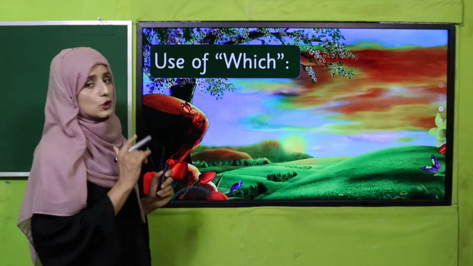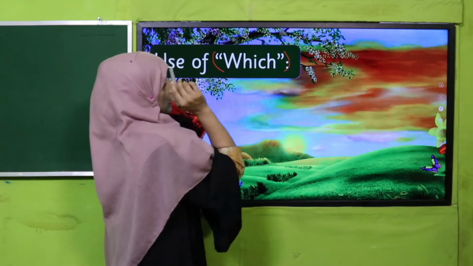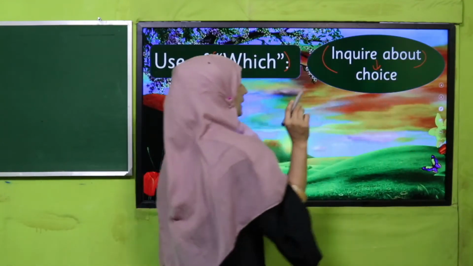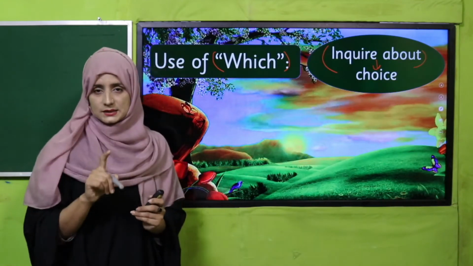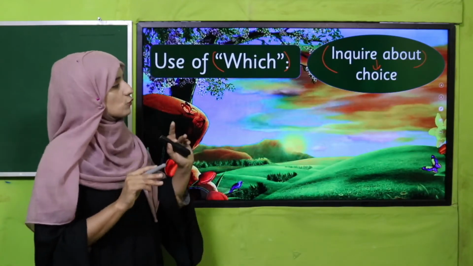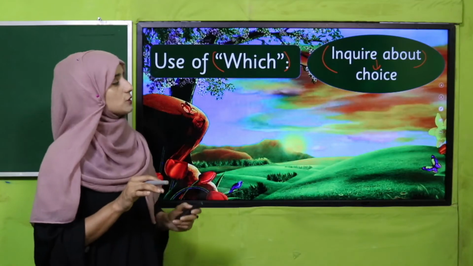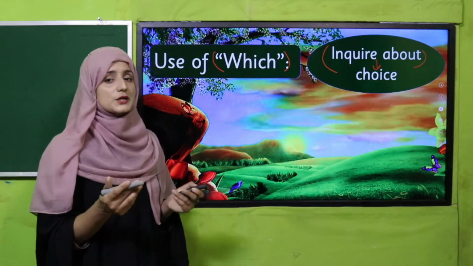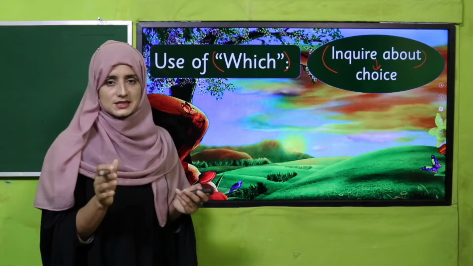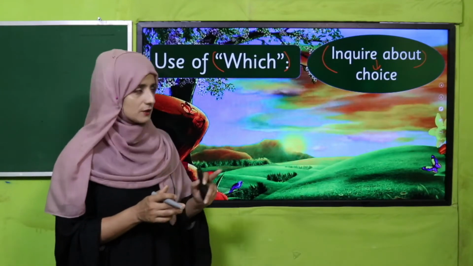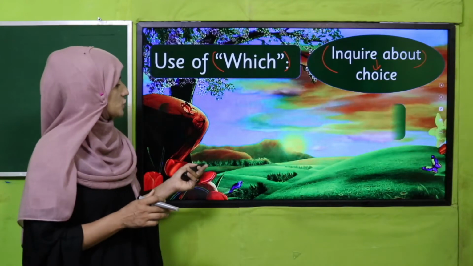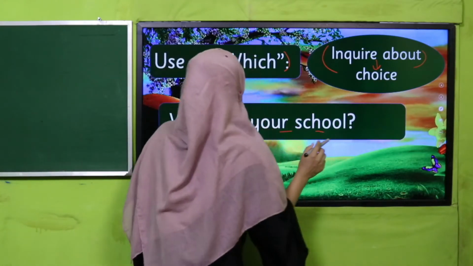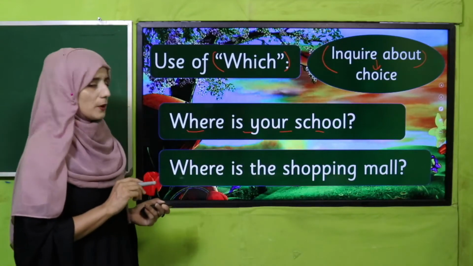See the use of which. We use which to inquire about choices and also for things. Keep in mind that we use which for things and also for choices. If there is a choice, which type of choice? You have likes; in choices we can also say likes. So we can use which. See there, my dear students: where is your school and where is the shopping mall?